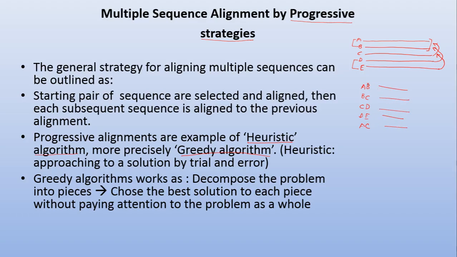Okay, and when we try to find the solution as to how we align sequence A and B, we won't pay attention to how the alignment of A and B would affect the bigger problem of aligning these multiple sequences at the same time. So our objective in a greedy algorithm is to find the best solution for a given smaller problem without considering how it would affect the multiple sequence alignment, or the bigger problem as such. Such types of algorithms are called greedy algorithms, and that is how most of the progressive strategies work.